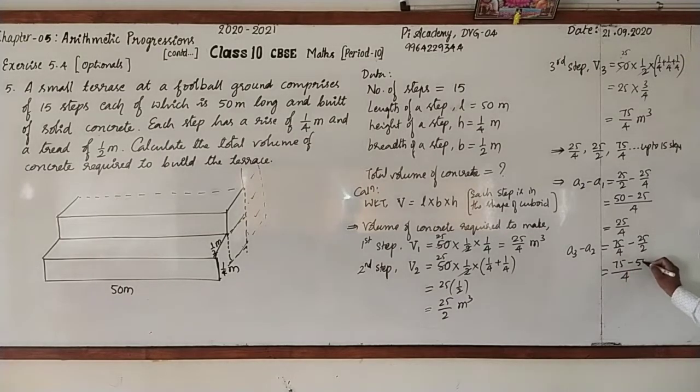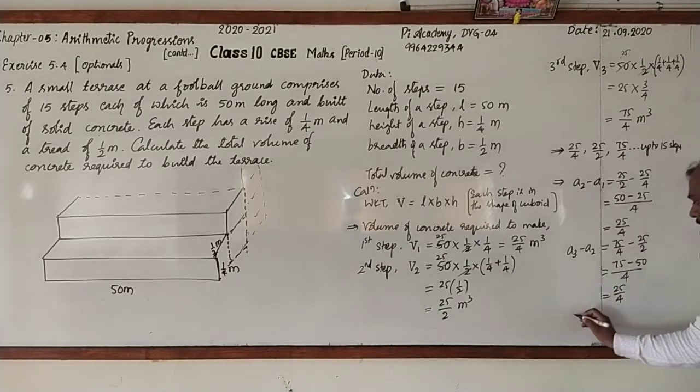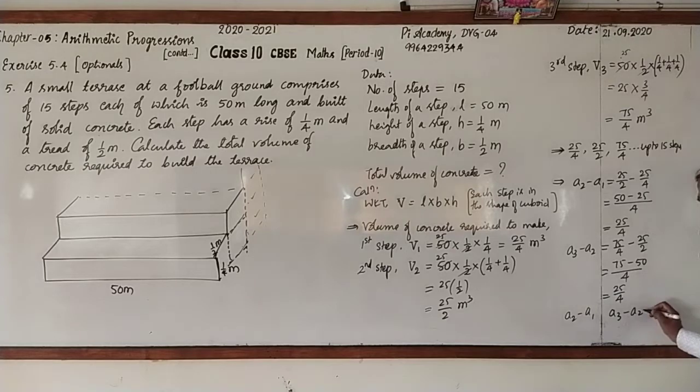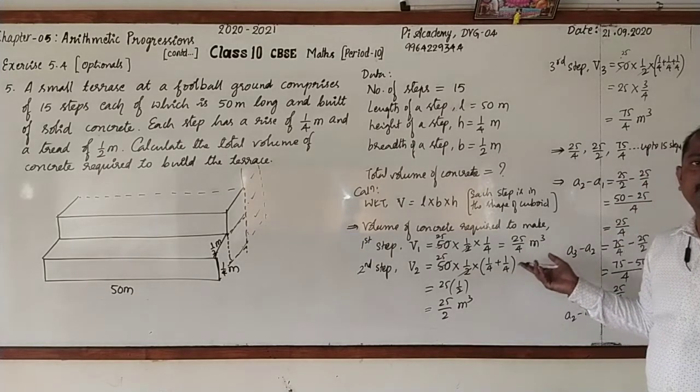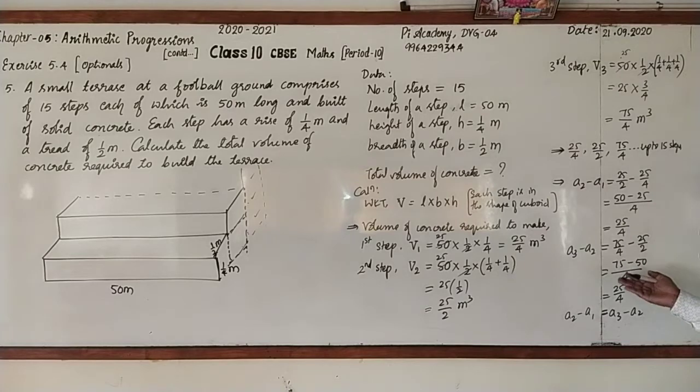Multiply, you will get 50. 75 minus 50, this is 25 by 4. Observe, A2 minus A1 is 25 by 4. A3 minus A2 is also 25 by 4. Then can we write they are equal? Yes. You can say that the given situation forms an AP because it has a common difference.